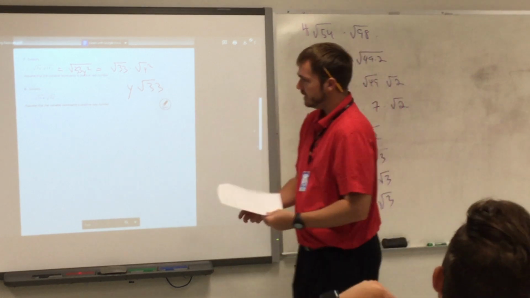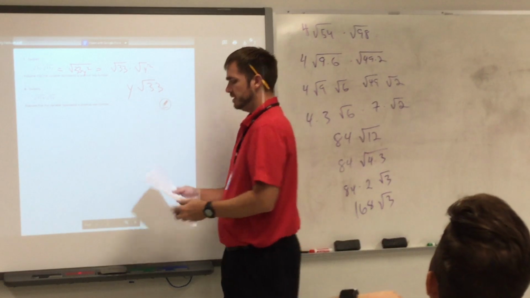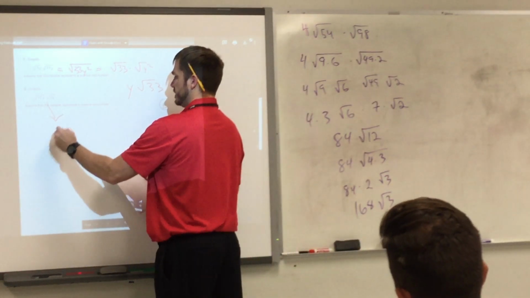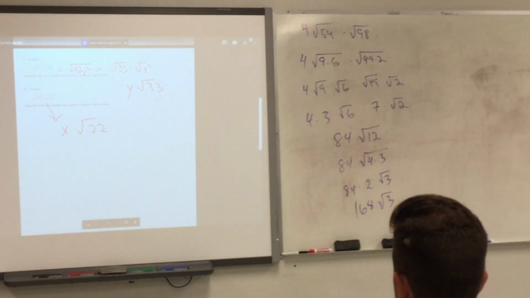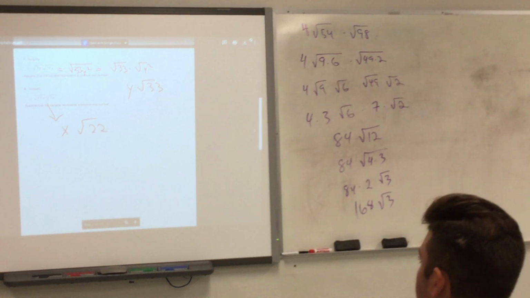I think you can see that 8 would be something very similar. Just for those of you that are curious, it's x root 22. And that completes homework 2 of Radical Review. And we are now ready for part 3.